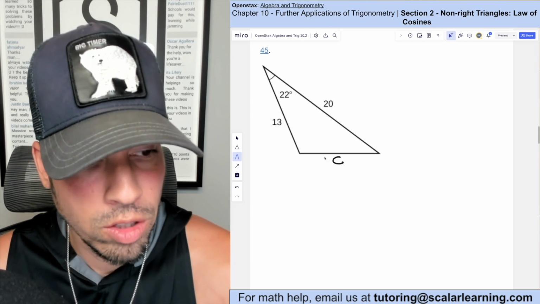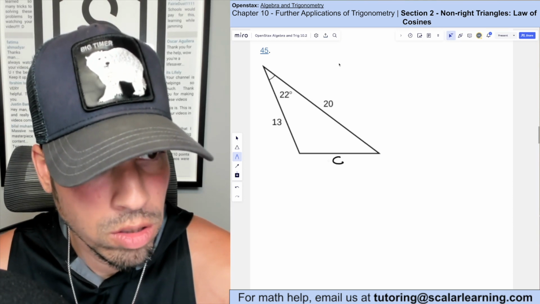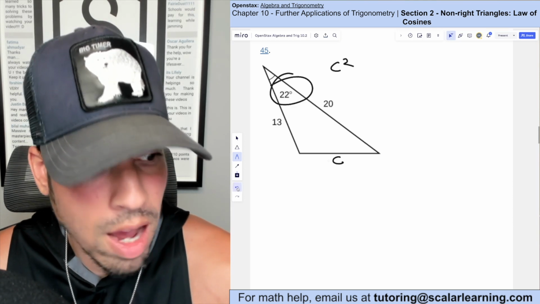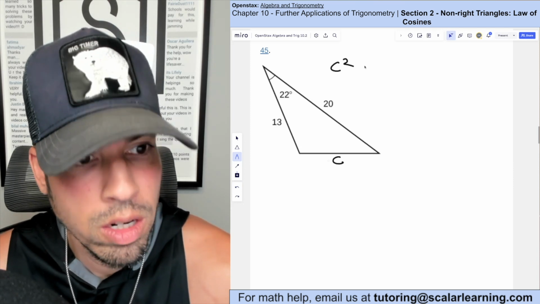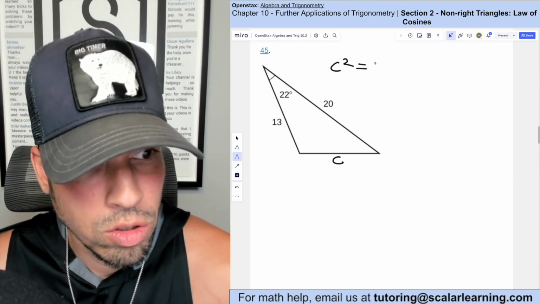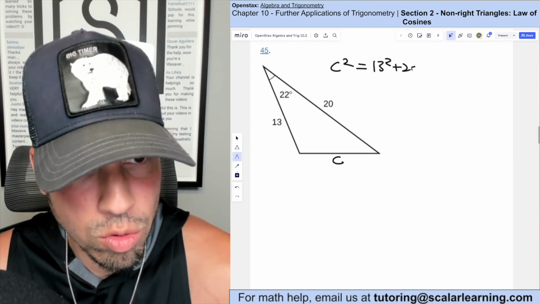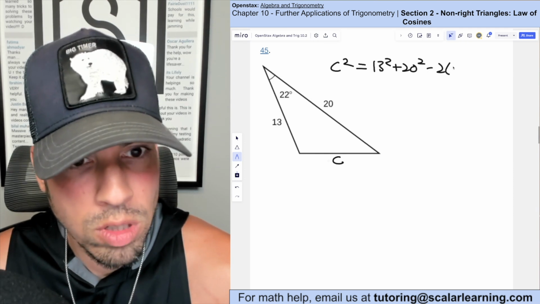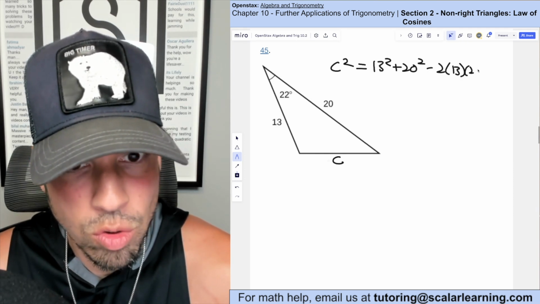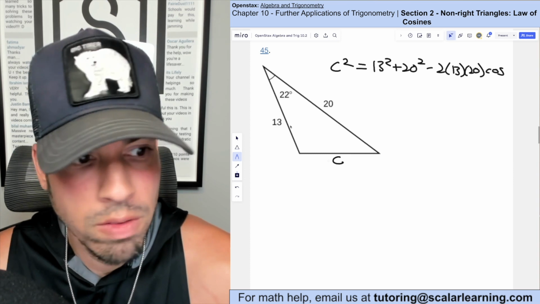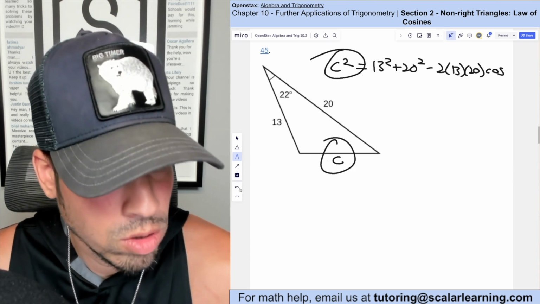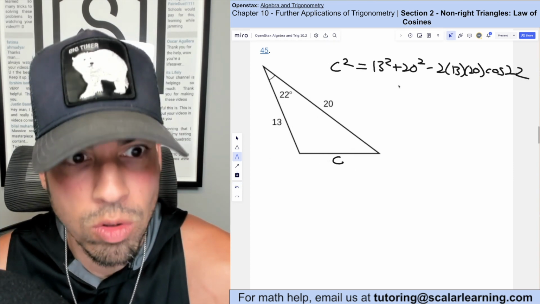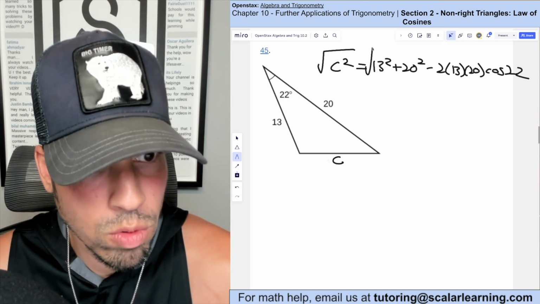So for this one, we're trying to solve for this unknown side here, and I'm going to label it C, and we're going to use law of cosines to do that. So we're going to start with the unknown side because also it's opposite the known angle. So C squared equals the other two sides, 13 squared plus 20 squared minus 2 times, again, those same sides, 13 and 20, and then times cosine of the angle opposite the side that goes here, which is, of course, 22.